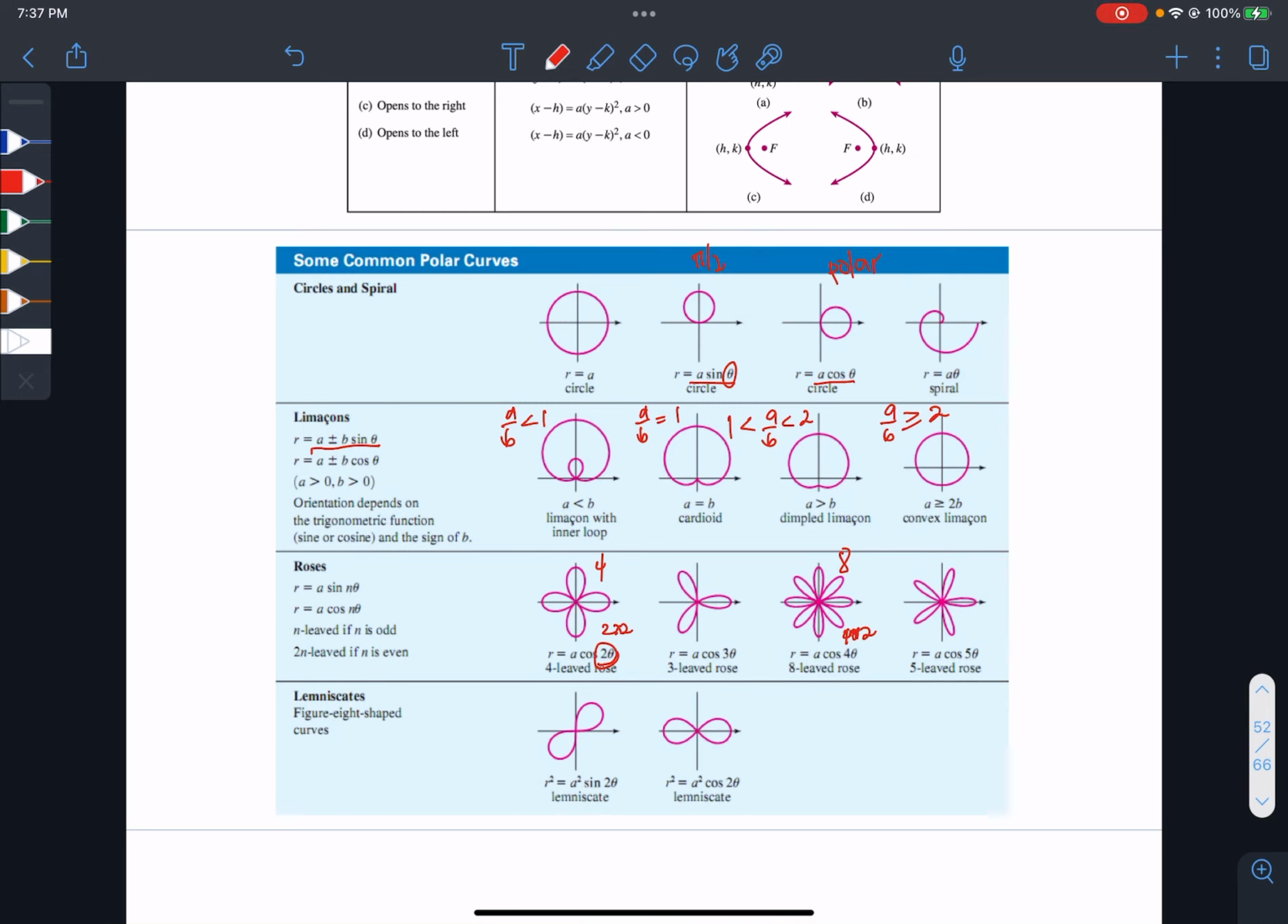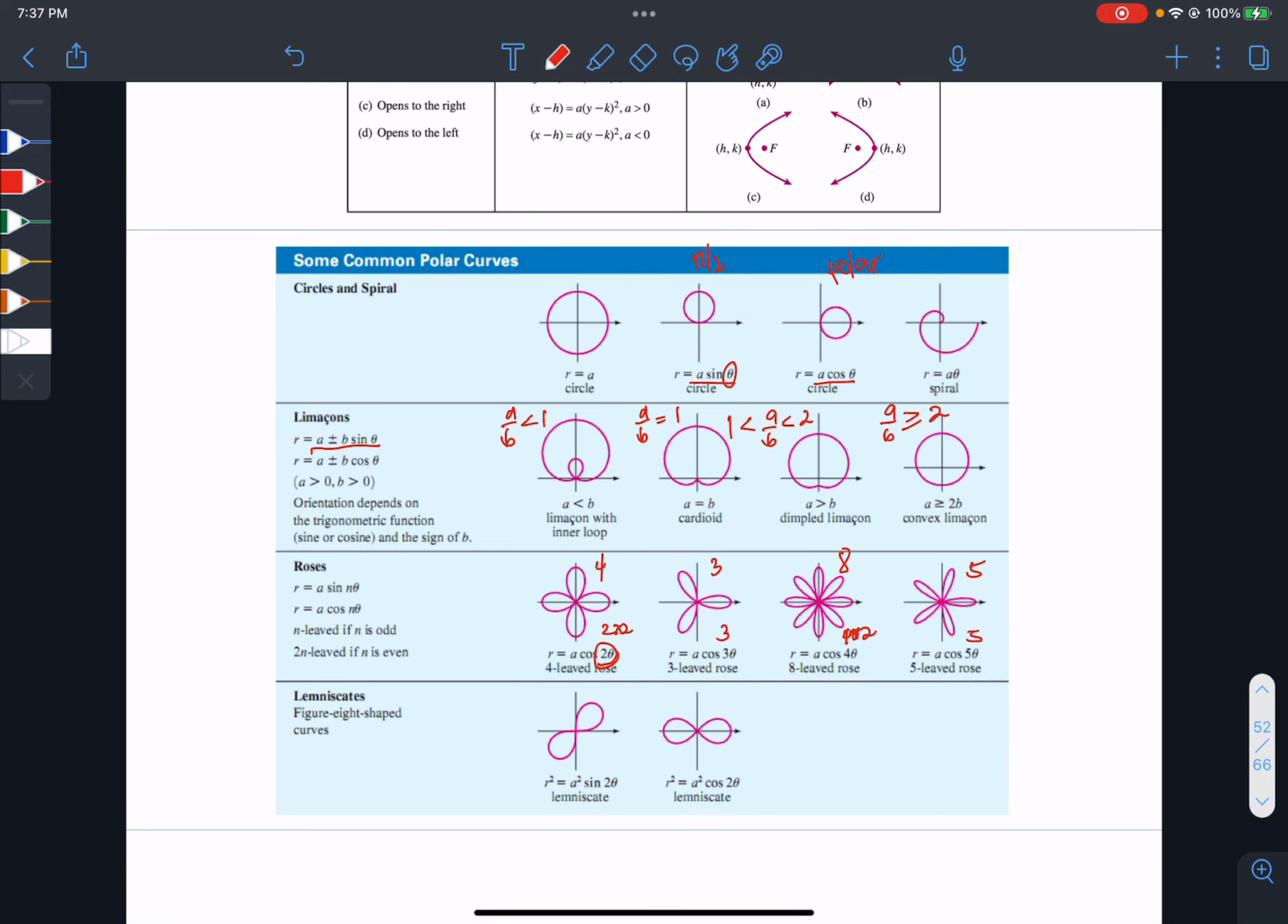However, if that would be an odd coefficient for the theta, then it's just it. So if it is 3, we'll have 3. If it is 5, we have 5. So those are the roses.